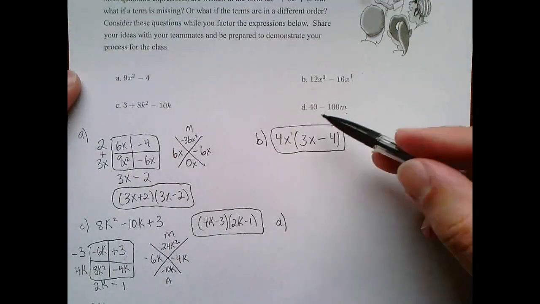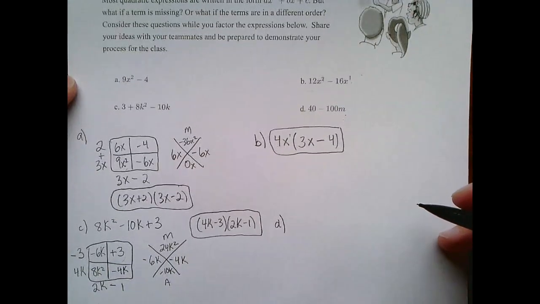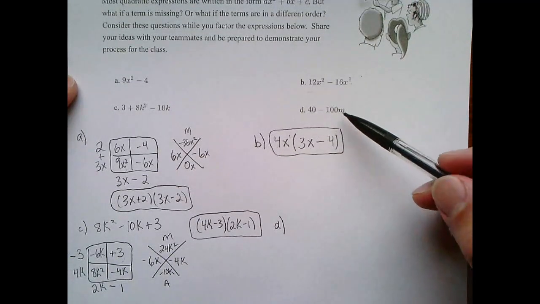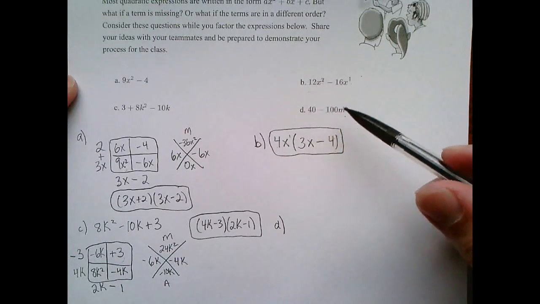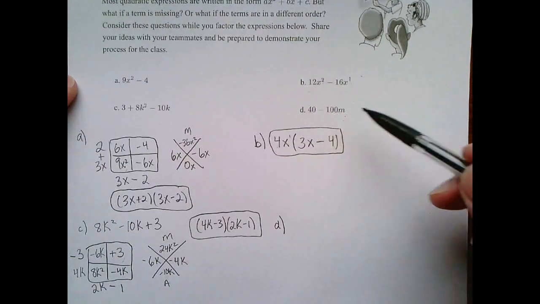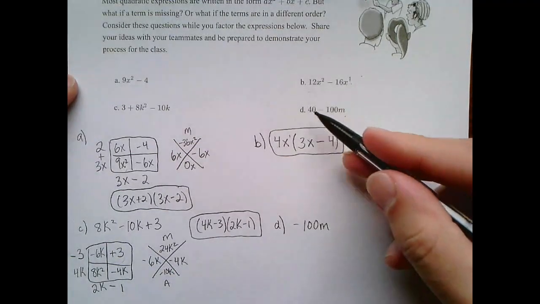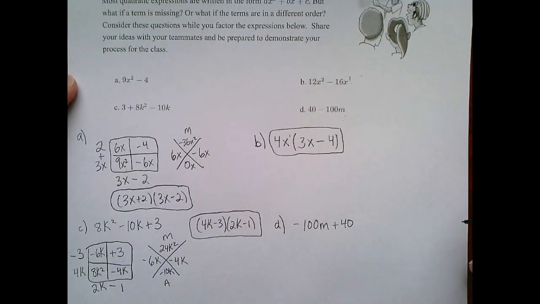So in D, I have 40 minus 100m. First thing I would do is put in standard form, which is the biggest term. Well, it's the biggest exponent. So in this case, I have 100m to the first. Here I don't have any m's, so technically that's m to the 0. So then here I have a negative 100m. I maybe start with that one. And here I have a positive 40, so I could do plus 40. So that would be the standard form of that right there.